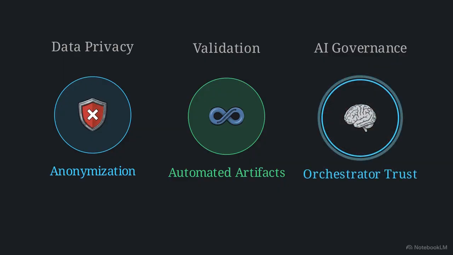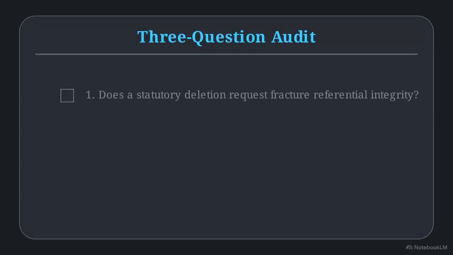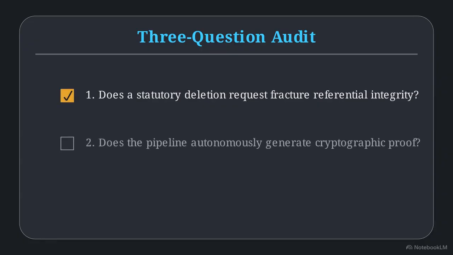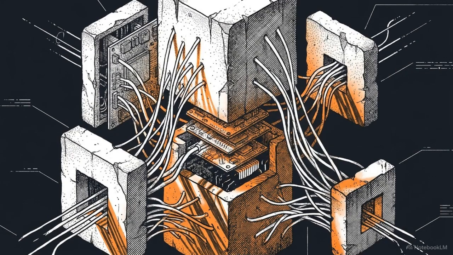This leaves engineering leadership with a strict three-question audit. First, does a statutory database deletion request fracture our referential integrity? Second, does the continuous deployment pipeline autonomously generate the cryptographic proof required for a regulatory audit? And third, does the security perimeter actively inspect probabilistic data transformations or just structured inputs? Failing these three architectural checks marks a system as non-compliant and structurally obsolete.